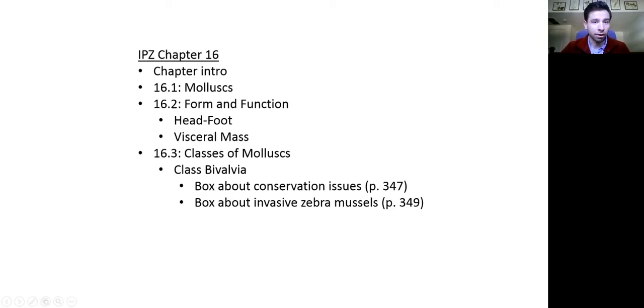Some bivalves are incredibly numerous. I think what that guy said in the video is 4 quadrillion or like 1 quadrillion zebra mussels just in this one lake. Anyway, make sure you read these two boxes.